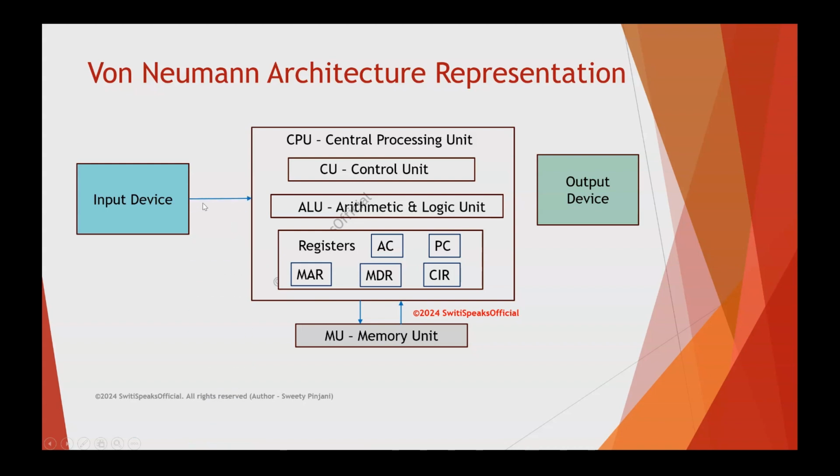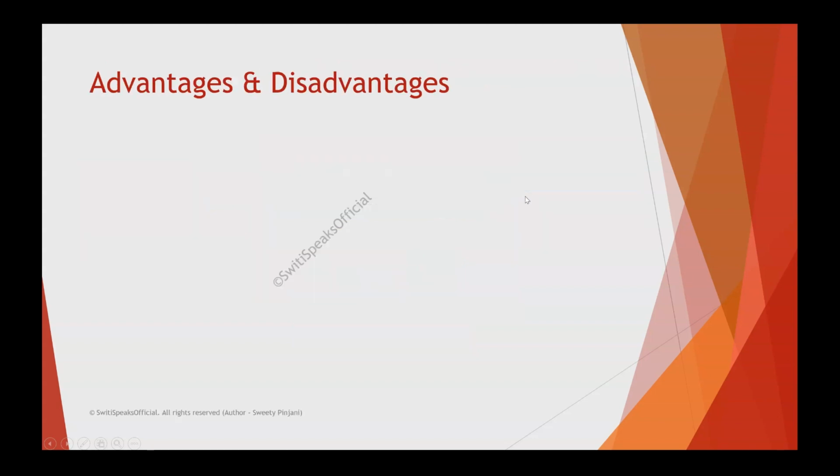Then from the input device, we are taking the input. So this is the input bus. Then the output of the processor is going to the output device. So this is the output bus. All this which you can see in blue color, all these are buses. Now let's see what the advantages and disadvantages of von Neumann architecture are.